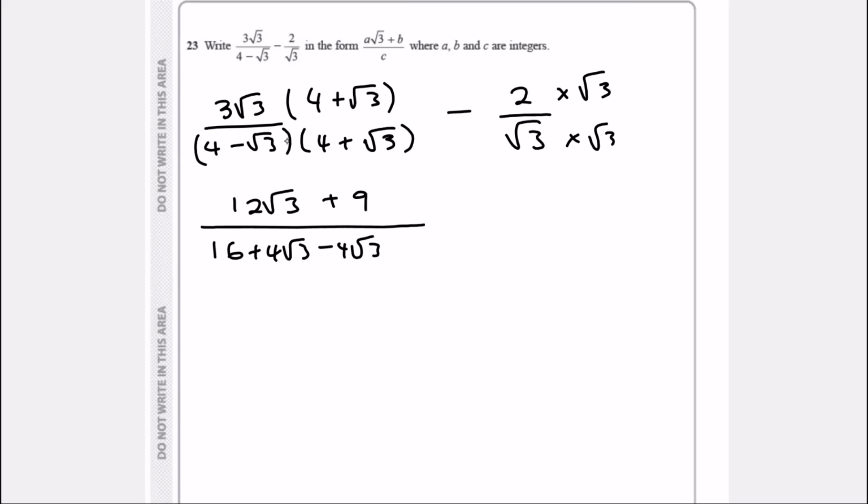And a negative root 3 times a positive root 3 is minus 3. And we've got 2 root 3 over 3. So simplifying, 16 minus 3 is 13. The 2 middle bits cancel.